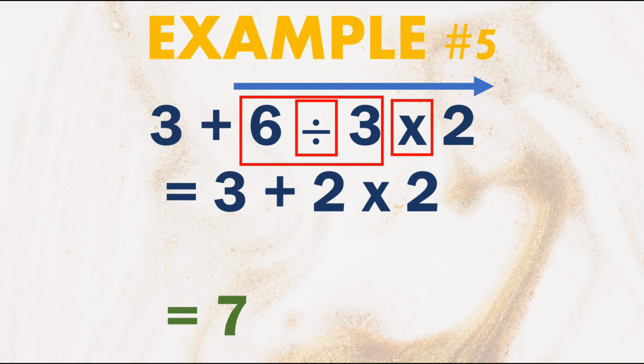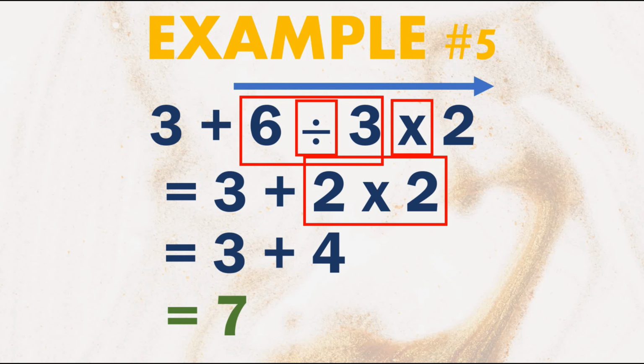So between addition and multiplication, we do multiplication first. So we have 3 plus 4, okay? That's why the answer is 7, okay?